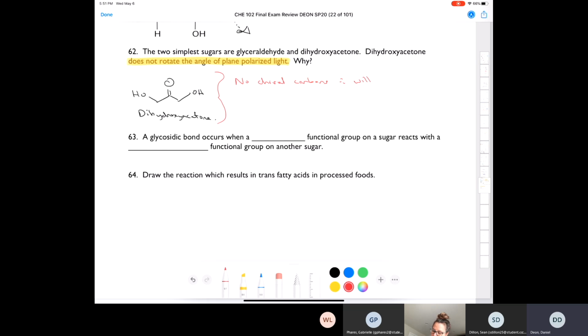Therefore, it will not rotate plane polarized light. Sometimes we call this being optically inactive.